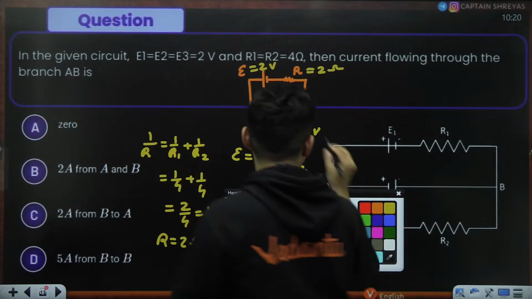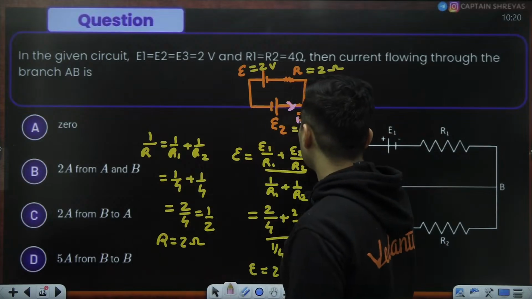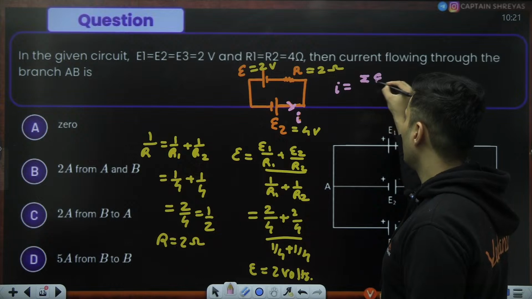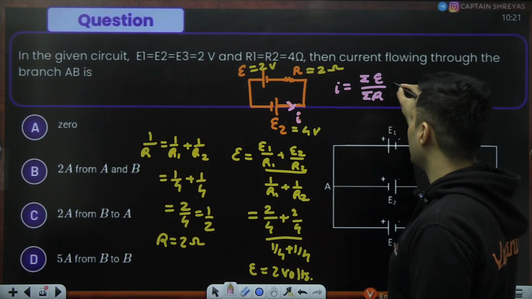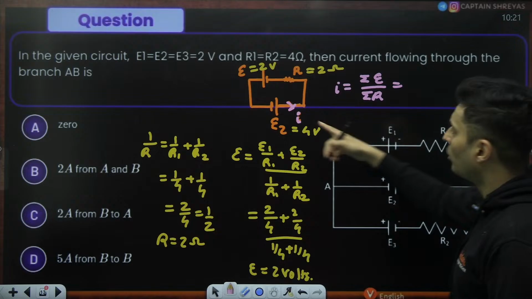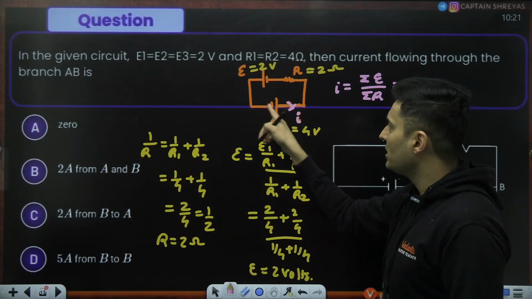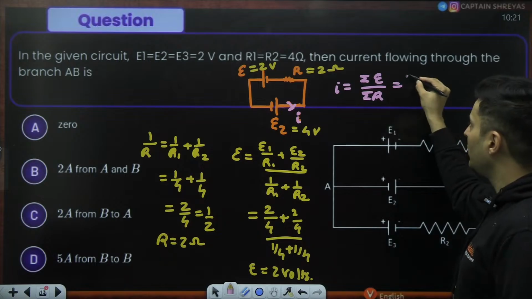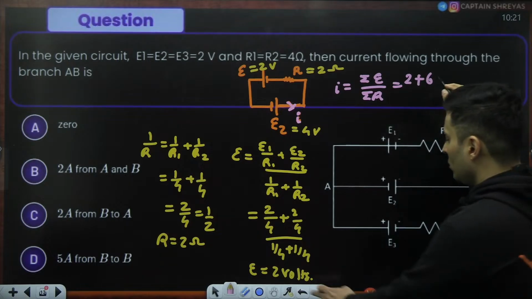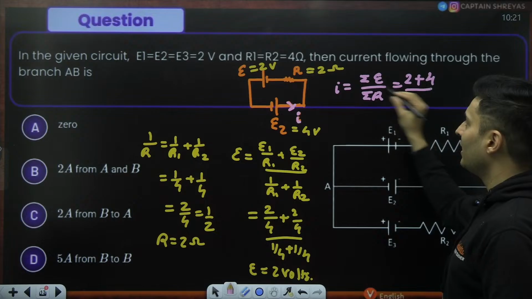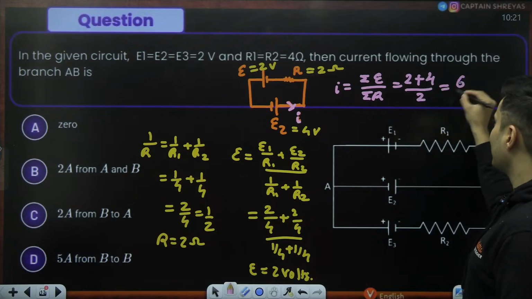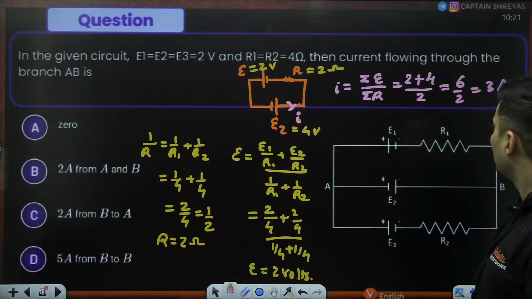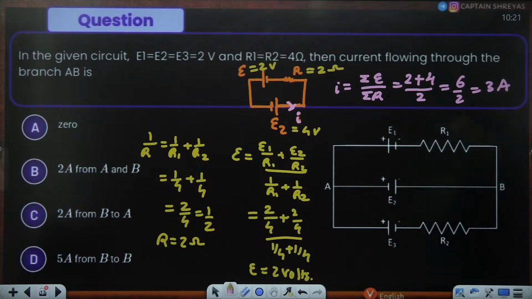Now, in order to find out how much current is going to go, that current will be the total EMF upon the total resistance. The total EMF, both of them will add because the positive is connected to negative, they are in series. So it will be 2 plus, my bad, 4 divided by resistance, which is 2. So it will be 6 divided by 2, which is nothing but 3 amperes, my dear students. Just check this out.